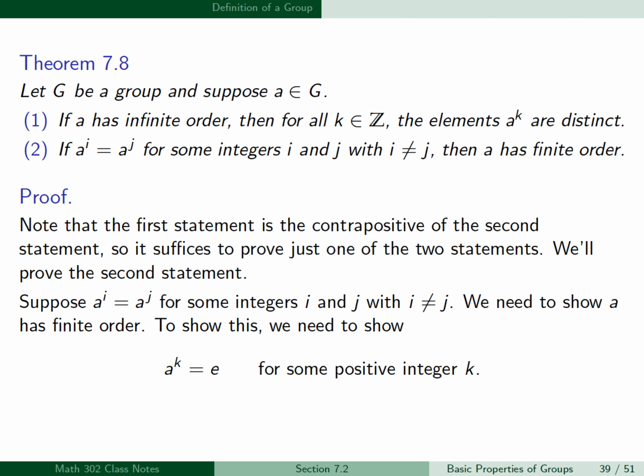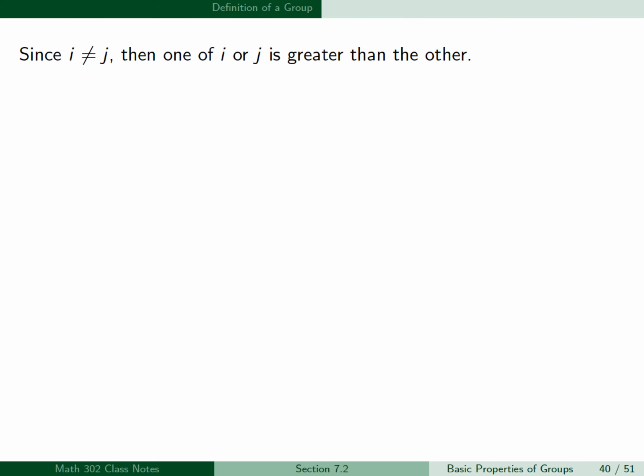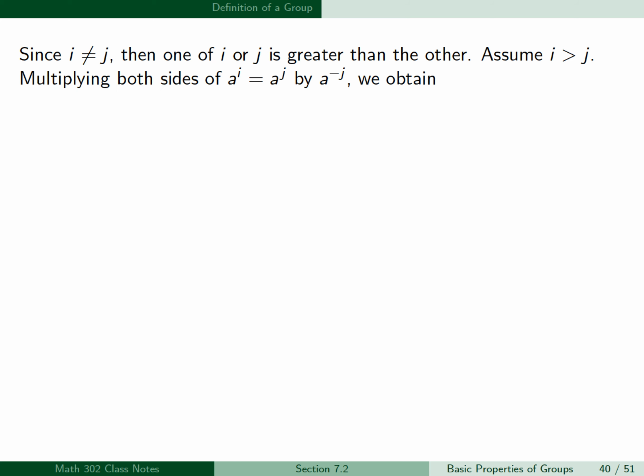To show this, we need to show that A raised to the power K is equal to the identity for some positive integer K. That's just the definition of an element having finite order. Now, since I is not equal to J, then one of I or J is greater than the other. So we'll assume that I is greater than J.